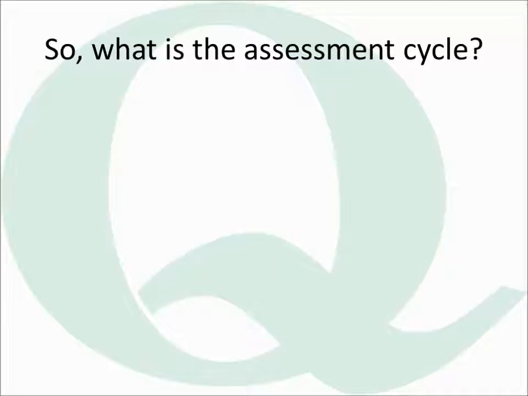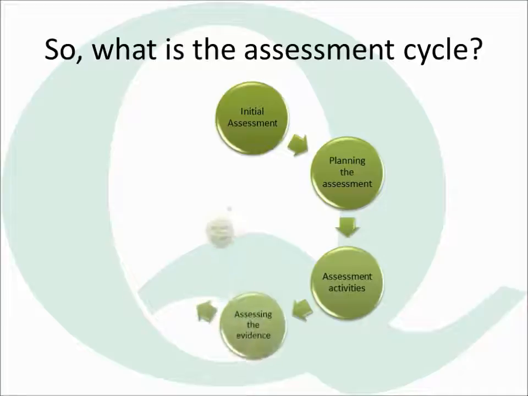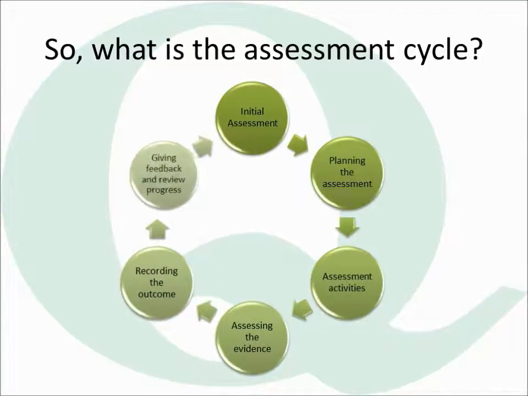There are 6 distinct parts to the assessment cycle. They are: 1. Initial assessment of the candidate. 2. Planning the assessment. 3. Assessment activities. 4. Assessing the evidence. 5. Recording the outcome. 6. Giving feedback and review progress. We will now go through each of the 6 areas in more detail so you can understand what happens.